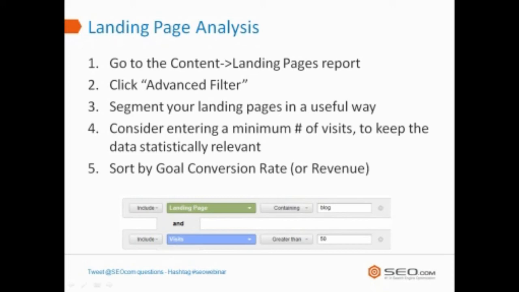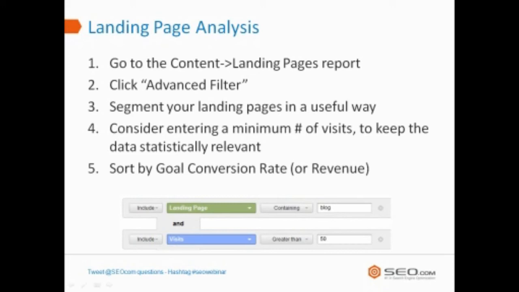And I'm also putting in a minimum number of visits to keep the data statistically relevant, because you might have a page with 2 visits and 2 conversions with a 100% conversion rate, and that's not going to be terribly valuable to look at compared to pages that get some real traffic. So on the next line, I'm saying include only visits that are greater than 50. So I'm only looking at landing pages with more than 50 visits, and you can set that number wherever you feel comfortable.